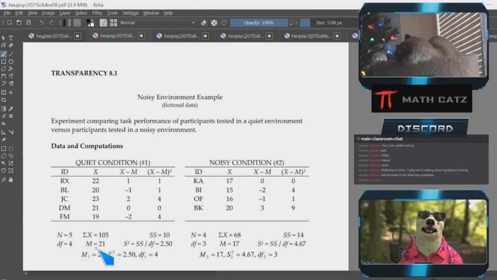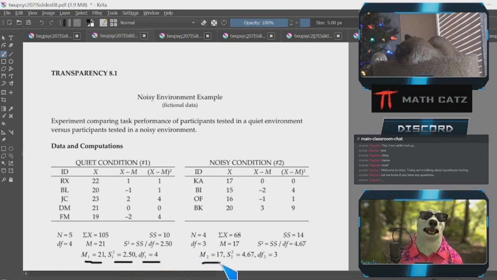We get a sample mean here, and we get our sum of the squares, our variance for this group, 2.5. Put a line under that. And for the noisy group, we get the lines over here rather. Mean 1, this is group 1. Variance 1. Degrees of freedom 1.